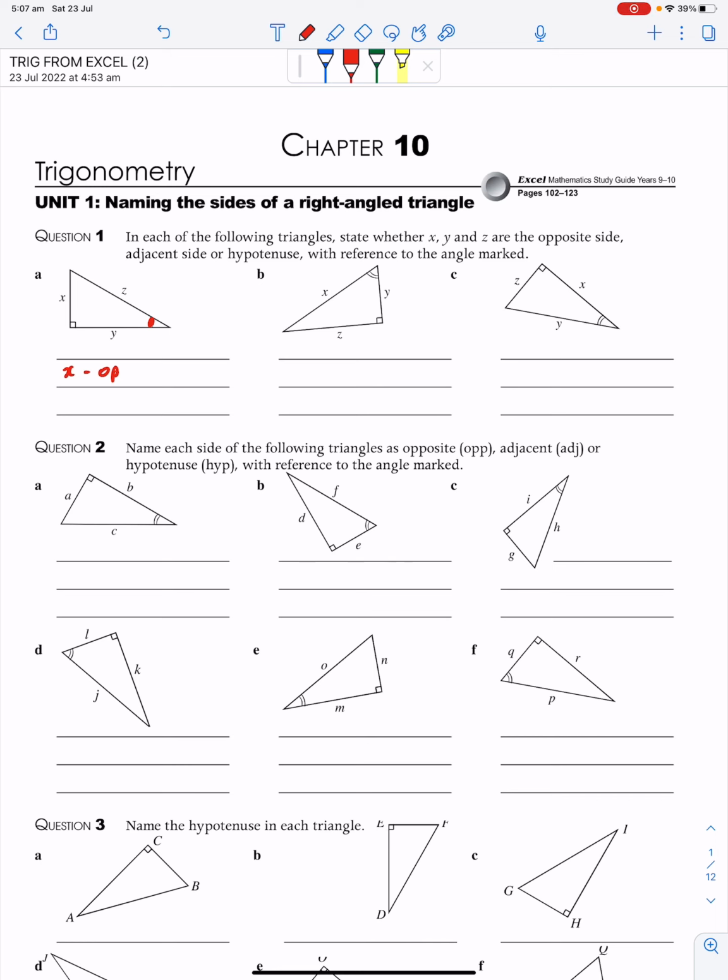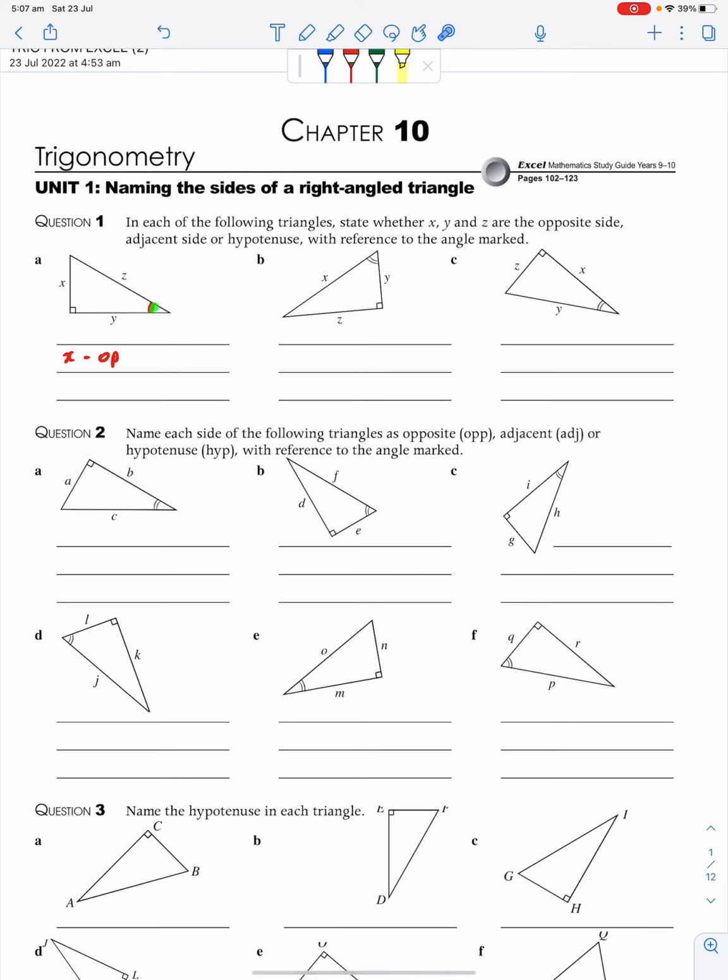And the side that's next to the angle, so here's the angle, and you can see that this is right near the angle. If you look at the two green highlighted things that I've marked out, you've got the angle here and you've got this right next to the angle. That's always called the adjacent side, okay? And of course, you know from Pythagoras' theorem that the side that's facing the right angle is always your hypotenuse. So in this question, Z is your hypotenuse.